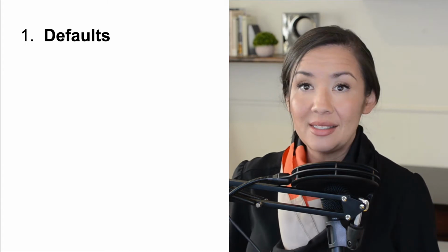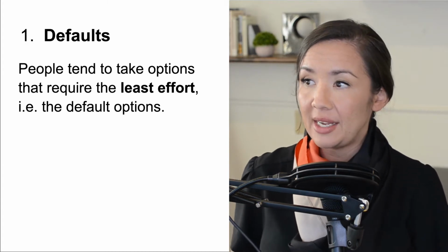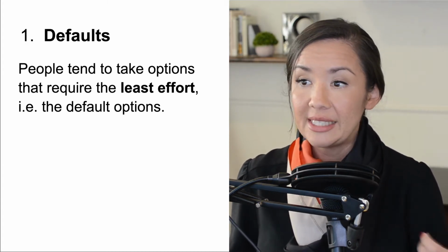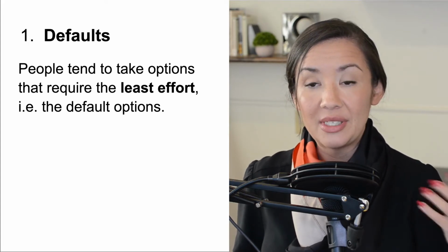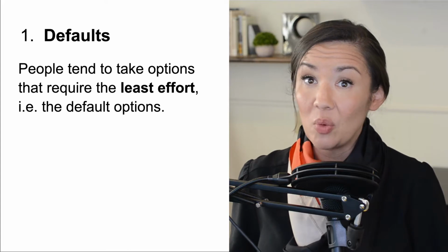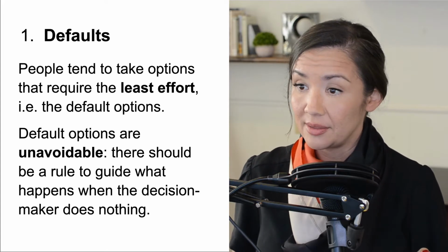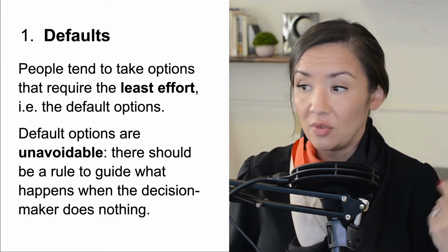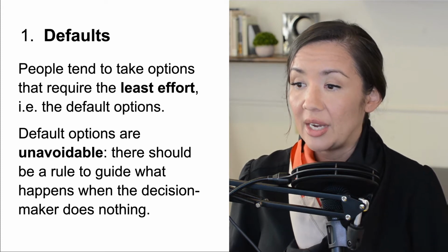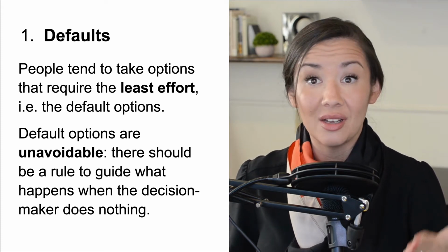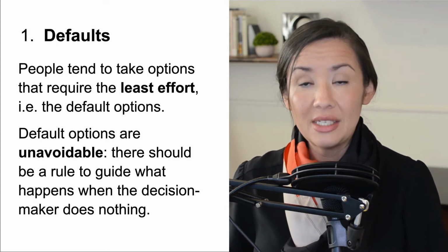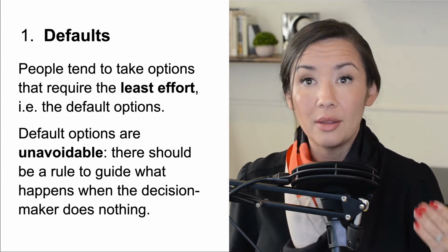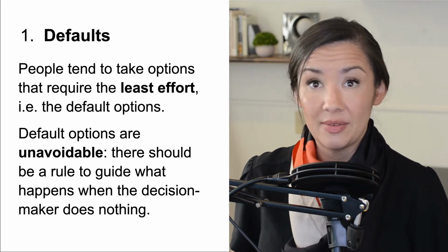The first one is defaults. People tend to take options that require the least amount of effort. These are the defaults. So you have to think really critically about the defaults because most people will go with whatever the default is. Defaults are unavoidable, and there should be a rule to guide what happens when the decision maker does nothing. So if someone forgets to take an action, the default should help them do the best thing for them in a specific case.